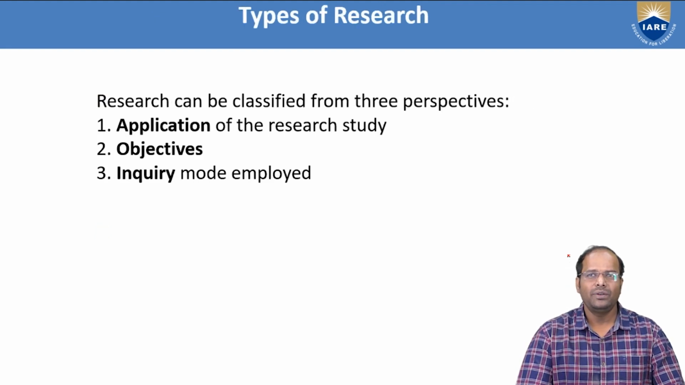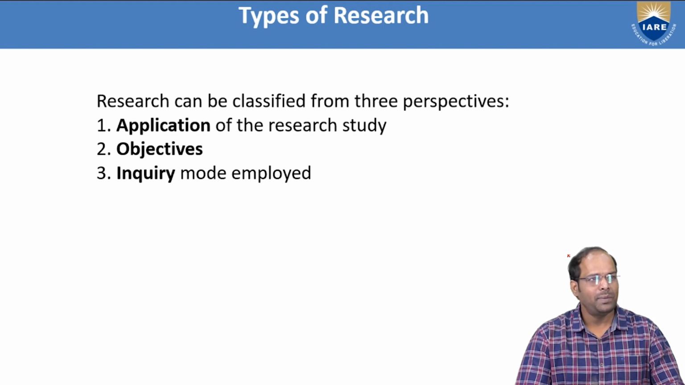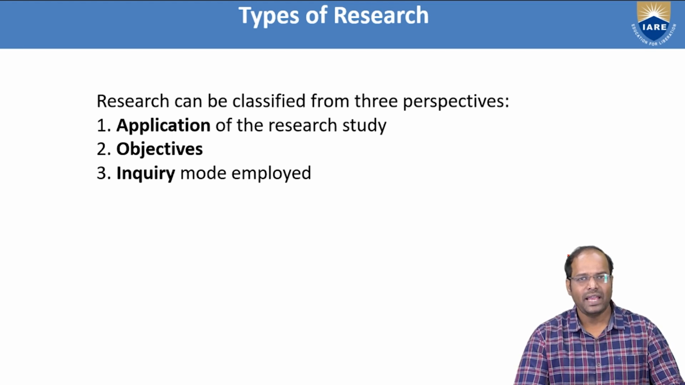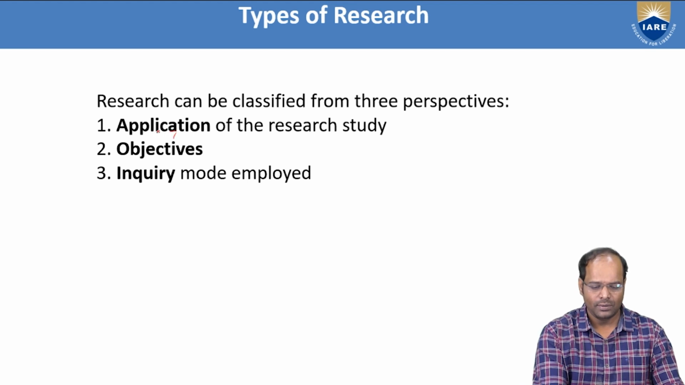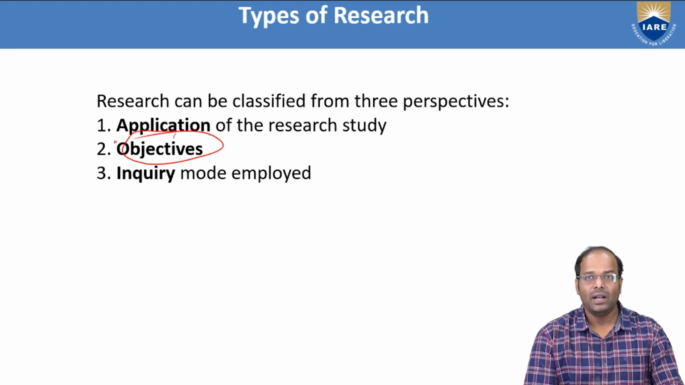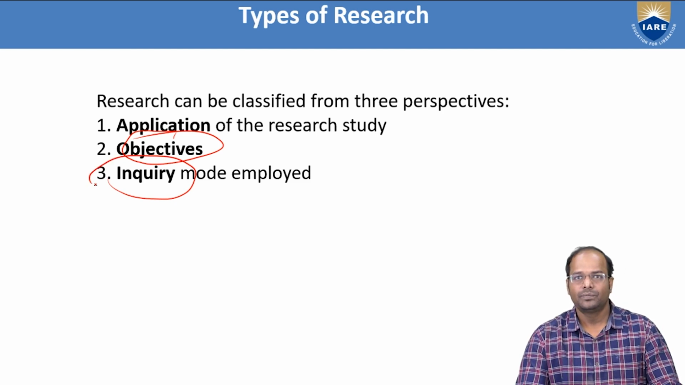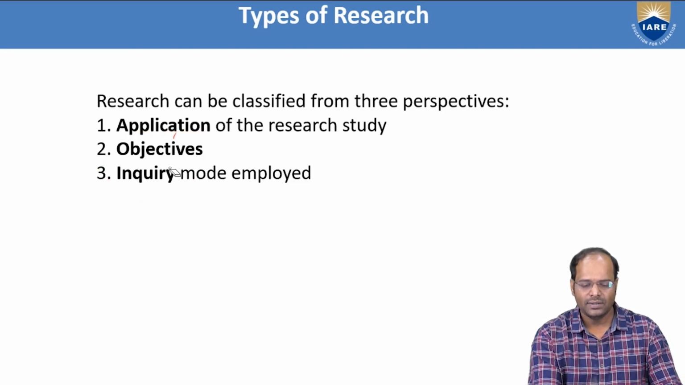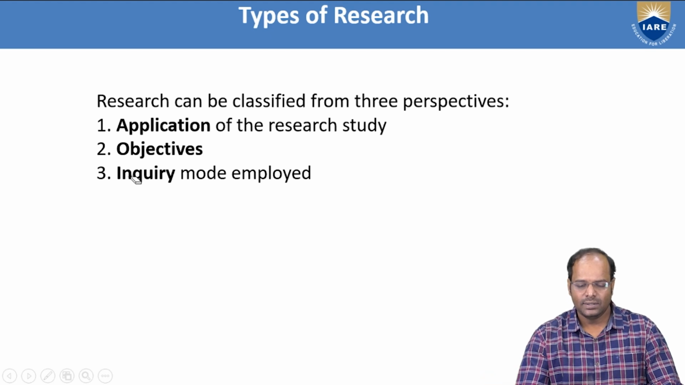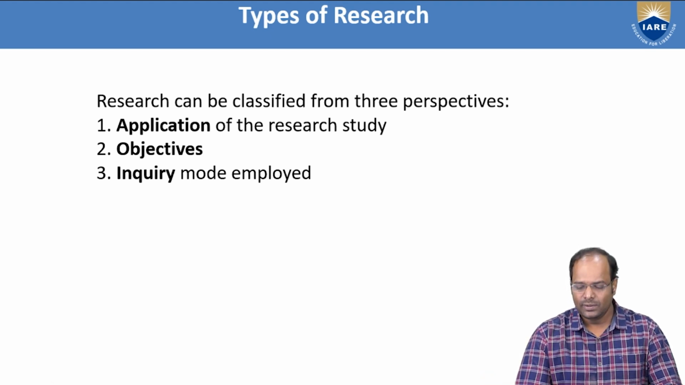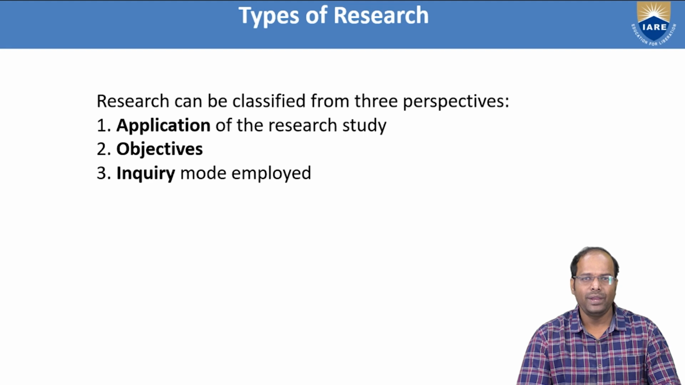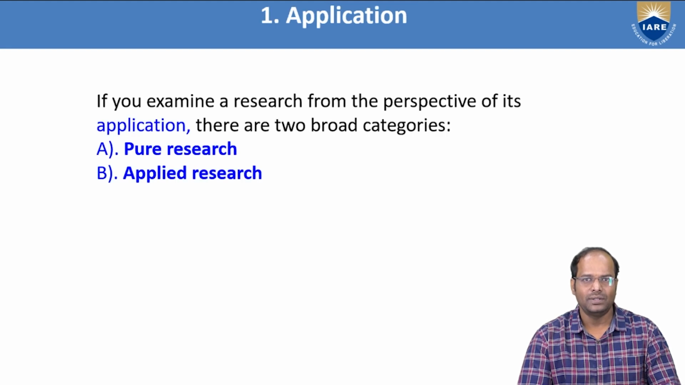So now we are going to discuss types of research. Research can be classified into majorly three types. One is the application of the research study, second is objectives, and third is the inquiry mode employed. These are the three kinds into which research can be classified. So, first we are going to discuss applications.